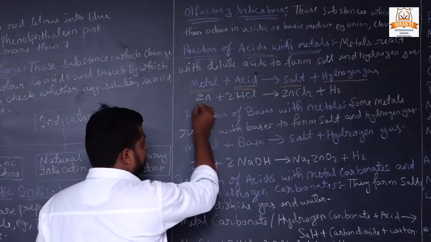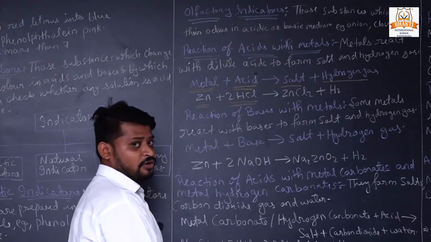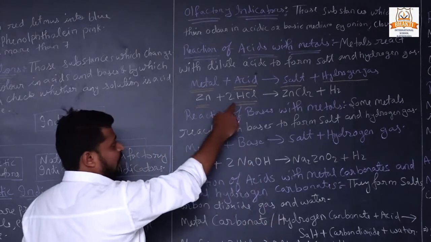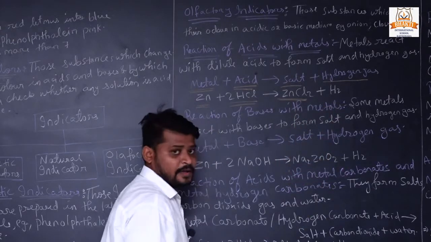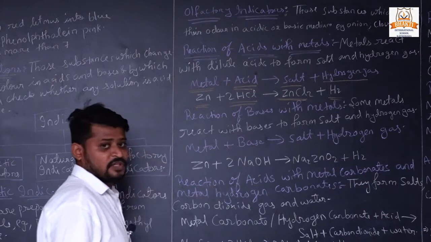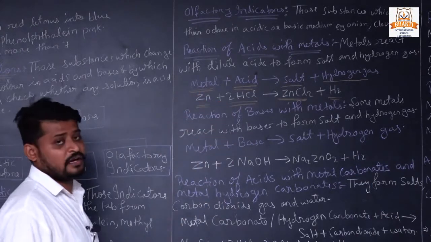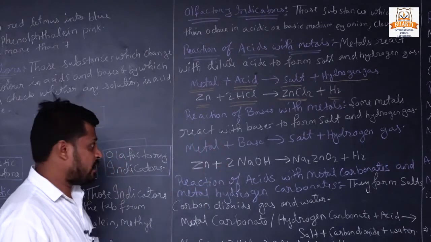One example: zinc is a metal. When it reacts with acid, HCl, hydrochloric acid, it gives us zinc chloride, and hydrogen gas is liberated, released. So this is the product we get, zinc chloride and hydrogen gas, when metal and acid react.